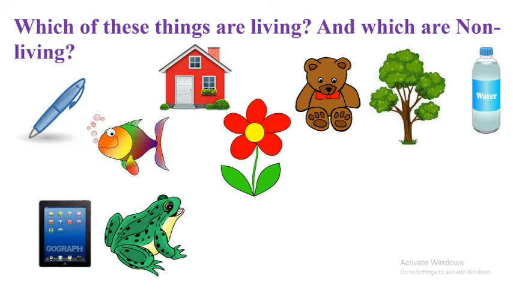Frog. Can you guess? Is a frog a living thing or not? Of course, a frog is a living thing because a frog can die, it can move on its own, it can grow, and it can reproduce.